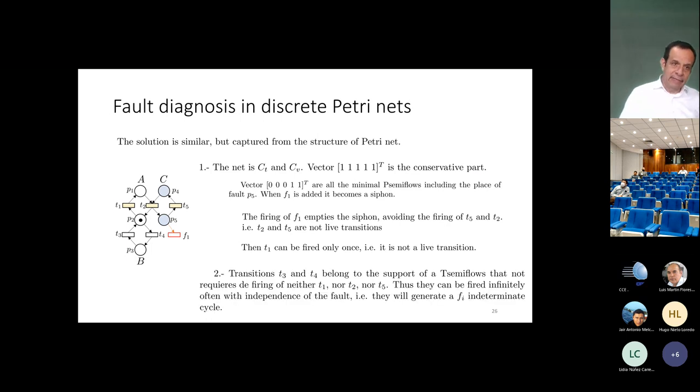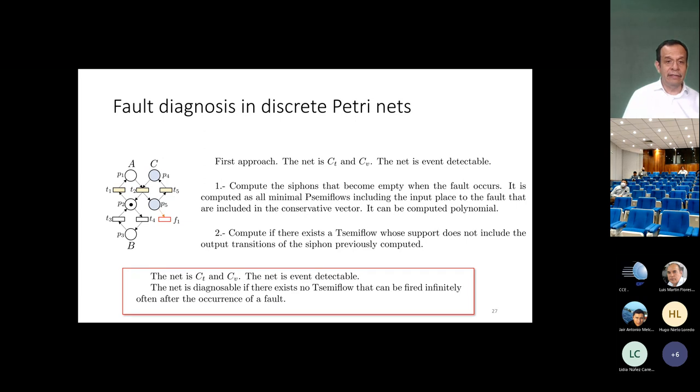But this other T-semiflow that doesn't contain this transition, is independent of this transition, and can be fired infinitely often independently of the occurrence of these faults. So this net is not diagnosable because there exists such a T-semiflow. As you can see, detecting or computing all these steps can be done in polynomial time, so we can detect when the net is diagnosable or not.